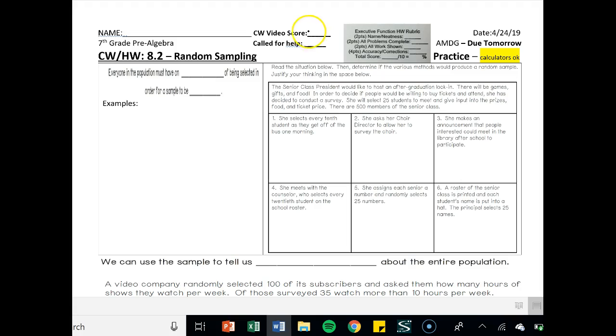Remember to write down your score for the Edpuzzle video right here. It counts as classwork grade. I will grade your homework.